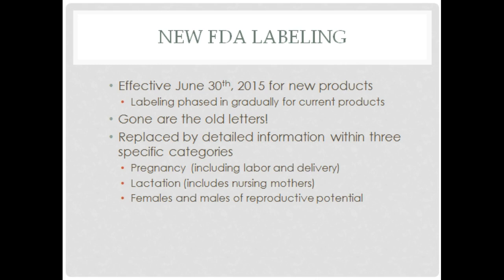So new FDA labeling. Effective in June of 2015 for new products, and then all the other products are slowly being phased over to this system. So we've gone away from using letters, and instead every drug will come with detailed information regarding its safety profile in pregnancy, which includes labor and delivery, lactation, and then for men and women that are potentially looking to conceive, what their reproductive potential and risks would be for them.